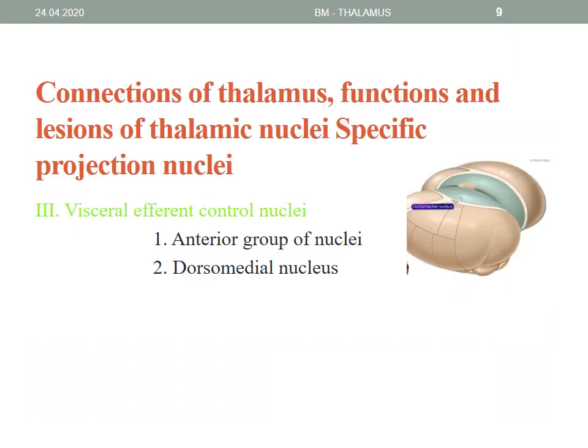Now we will look into the connections of the third group of nuclei, which are called visceral efferent control nuclei. We know that they include the anterior group and the dorsomedial group. Do you remember the tags which I told you when we talked about the visceral efferent control nuclei? Think over it and come to the next slide.